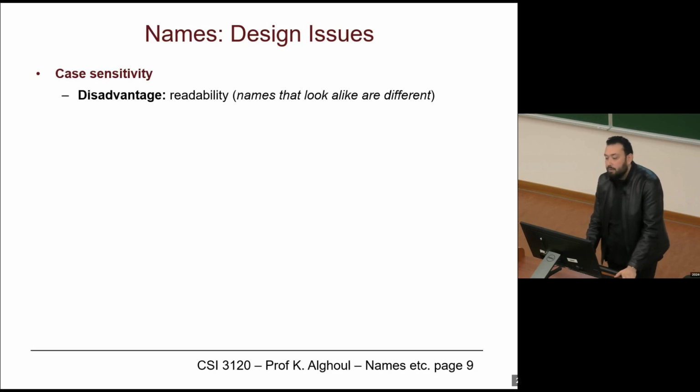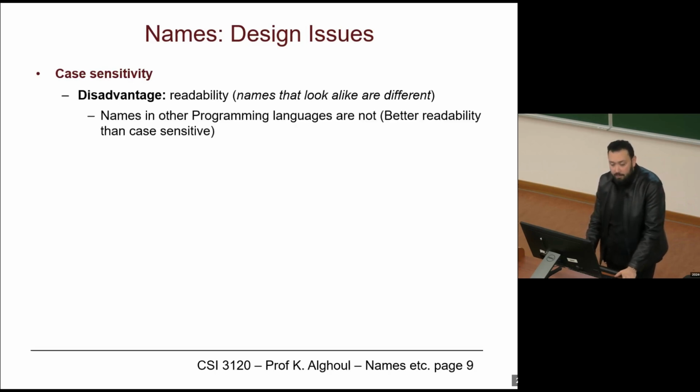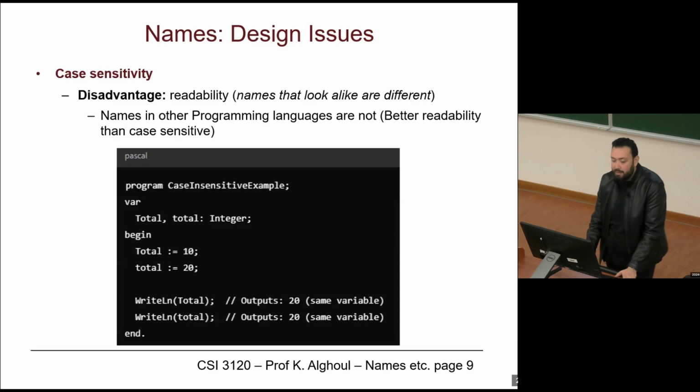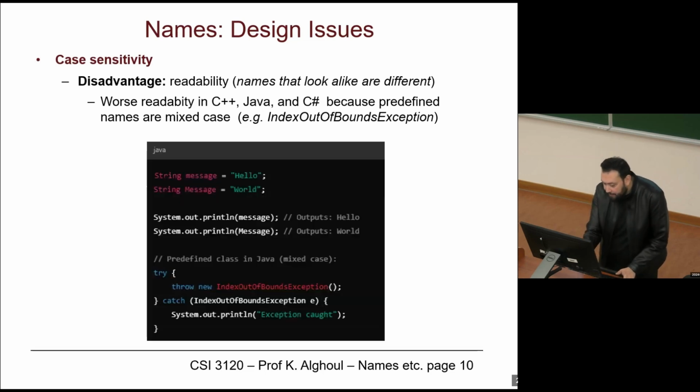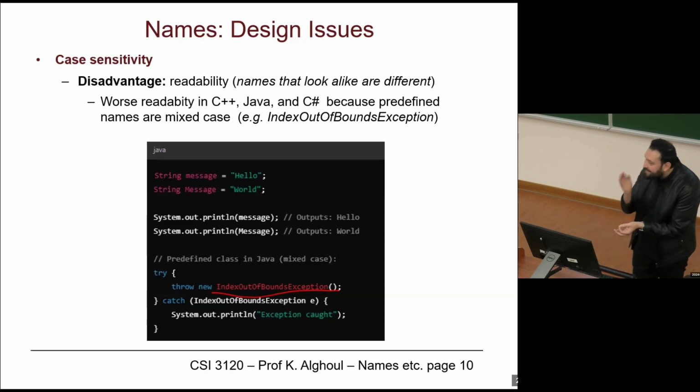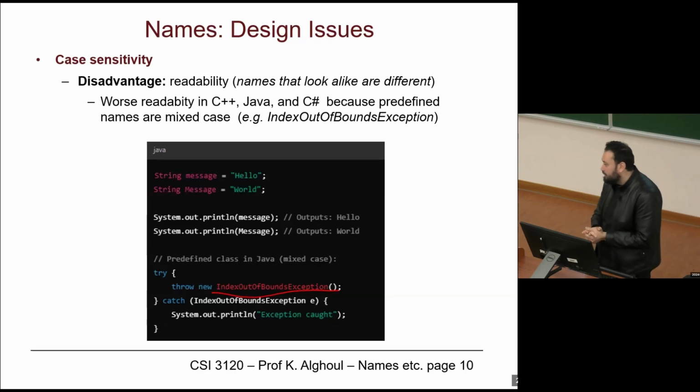Another example, other than which one, I think Pascal. Pascal is not case sensitive, for example. So when it comes to case sensitivity, it's better from a readability perspective. Now, there's something worse than case sensitivity. Usually, for example, in C++, Java, and C#, the predefined names are mixed case. So you'll have something like IndexOutOfBoundException. It has to be written exactly the same to work. So this is usually annoying.